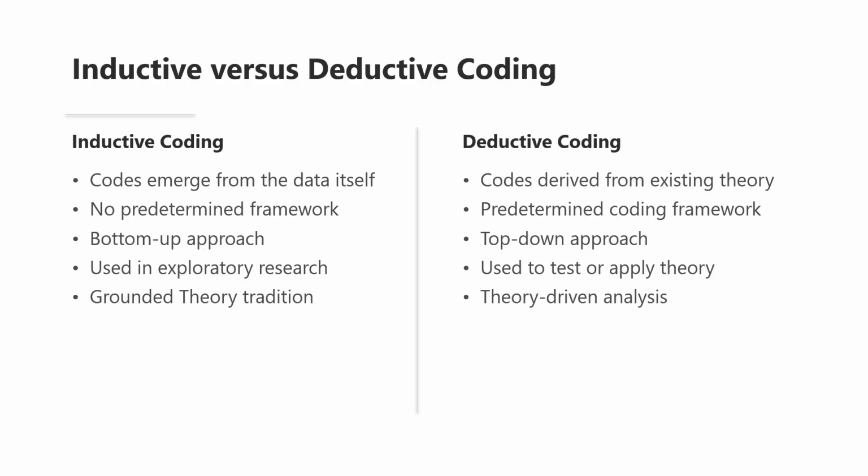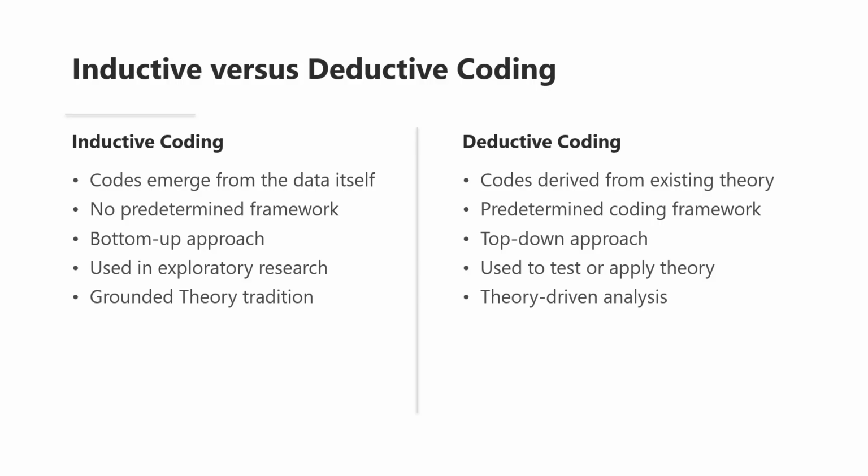Inductive coding is a bottom-up approach, where the codes emerge directly from the data. You do not start with predetermined categories. Instead, you read the data with an open mind and let the participants' words guide the development of codes. If participants in a focus group about healthy eating repeatedly mention time constraints, meal planning difficulty, and family food preferences, those concepts become your codes because the data pointed you to them.